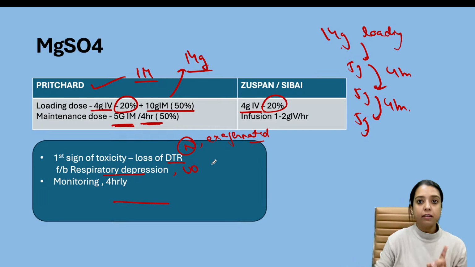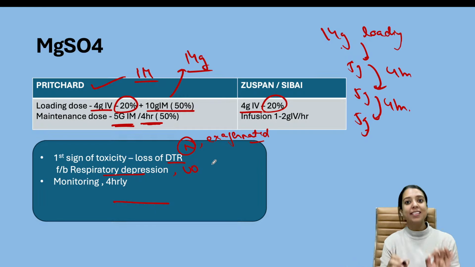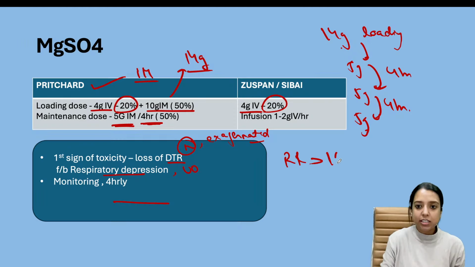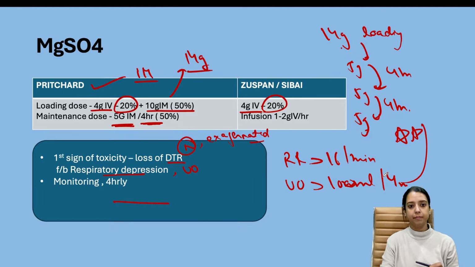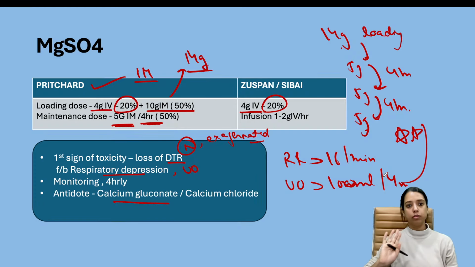So deep tendon reflex should be present. Absent is sign of toxicity. Respiratory rate should be present, 16 per minute. ठीक है. And urine output should be more than 100 ml. When you are coming in every 4 hours, it should be more than 100 ml. This is a normal non-toxicity. And what is the antidote? Antidote is calcium gluconate.